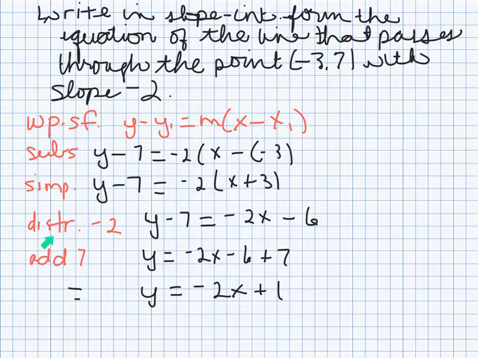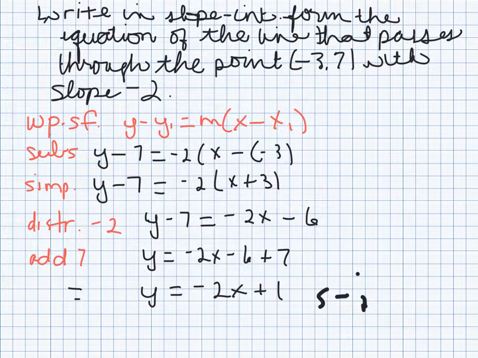We had two negatives. We distribute the -2 right here. So we end up with y minus 7 equals -2x and -6, because we multiplied the -2 and the 3 here. Now I'm going to add 7 to both sides to get rid of the 7 right here. So I end up with y equals -2x minus 6 plus 7. And then I continue to simplify, and I end up with y equals -2x plus 1. And now it is in slope-intercept format.